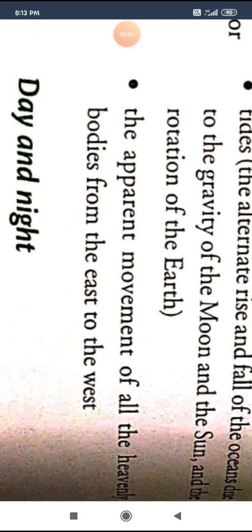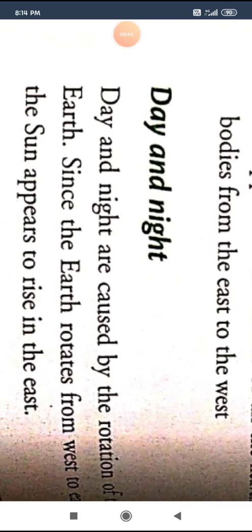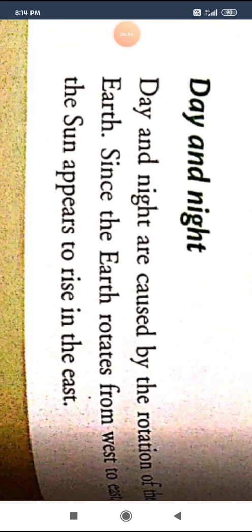Next, the apparent movement of all the heavenly bodies from the east to west. This movement is from east to west. Now, day and night. How are day and night caused? Day and night are caused by the rotation of the earth.